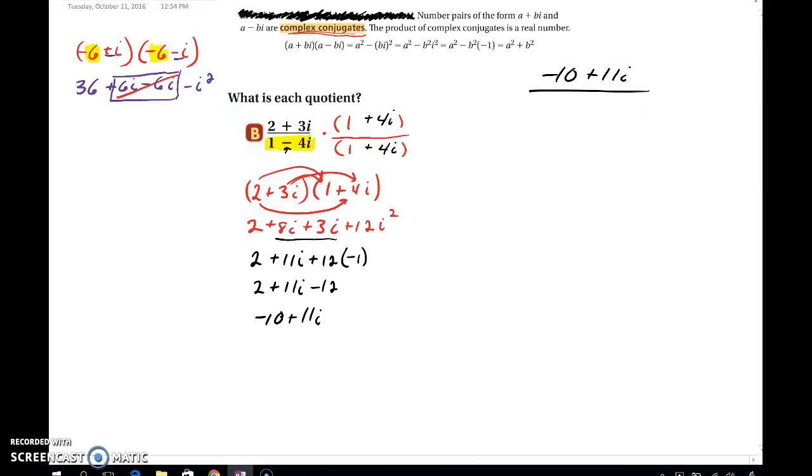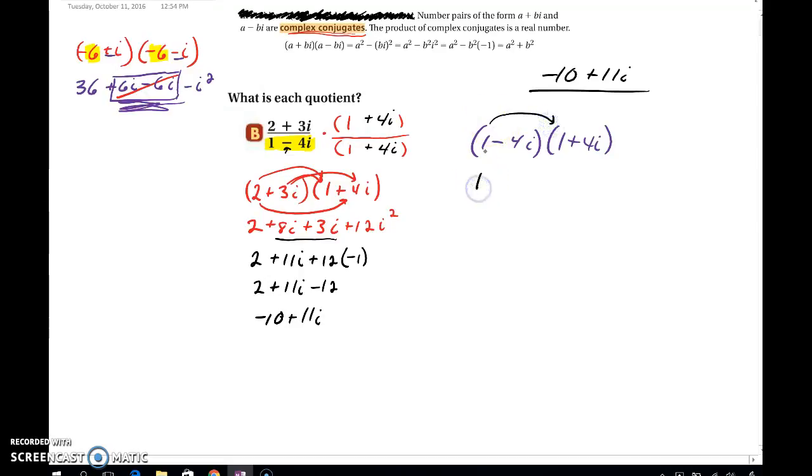Now we need to figure out what is our denominator. So then it's 1 minus 4i times 1 plus 4i. All right? One of the things that we will eventually learn how to do, in class we'll talk about this a little bit more, but since we're multiplying by our conjugates, the i terms are going to cancel out every single time. There's one shortcut that we can do for this, but for now we're going to keep FOILing.